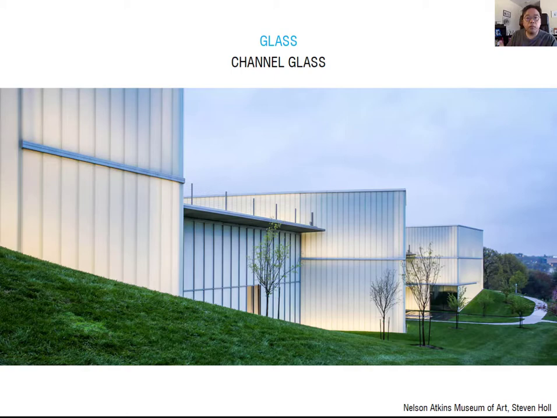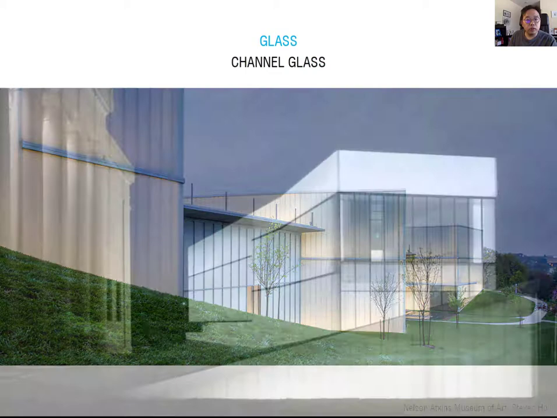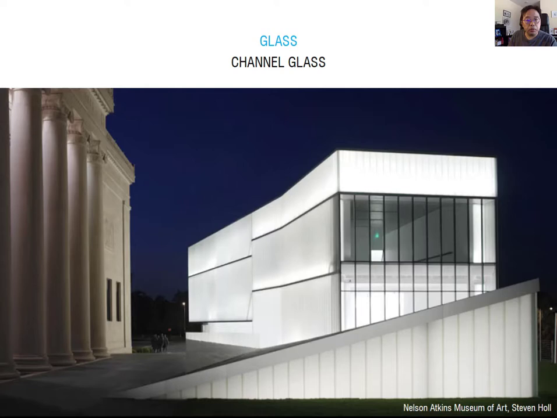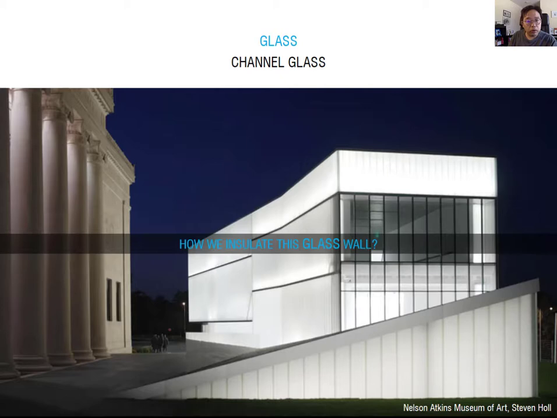So usually the most powerful image you can create from channel glass is the translucent quality. You use it when you want to blur the interior space, because of this obscure quality. Also, it can be supported separately like a structural wall. You consider the channel glass. But the channel glass is pretty cold during the winter time.